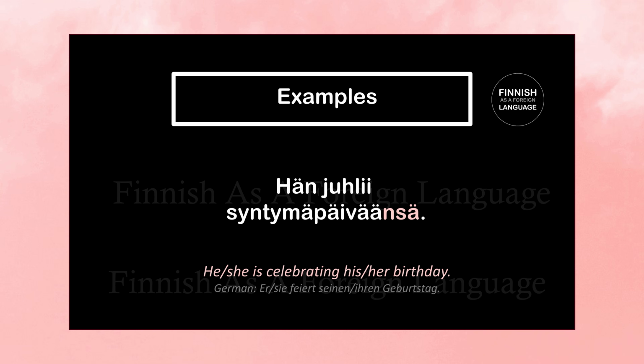Next one. Hän juhlii syntymäpäiväänsä. He's celebrating his birthday. So hän means he or she. Juhlii is the third person singular present tense of the verb juhlia, which means to celebrate. And syntymäpäiväänsä means his birthday. So the possessive suffix here in this sentence is nsa. He or she is celebrating his birthday.